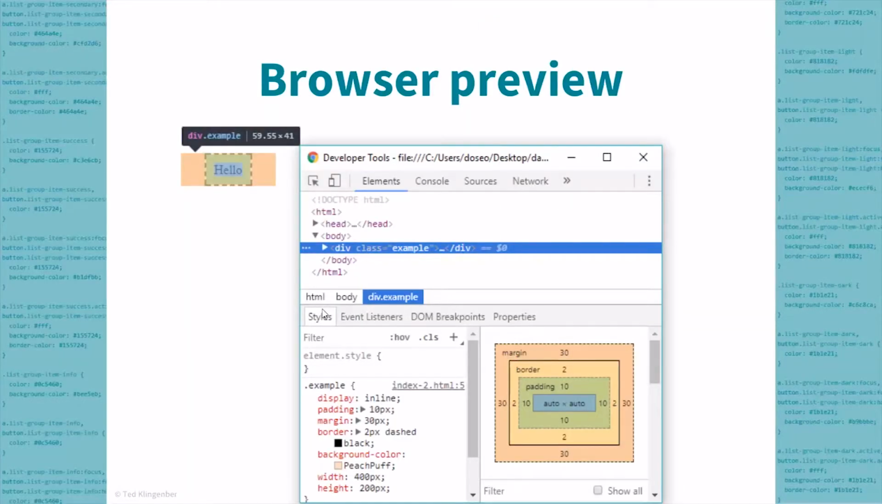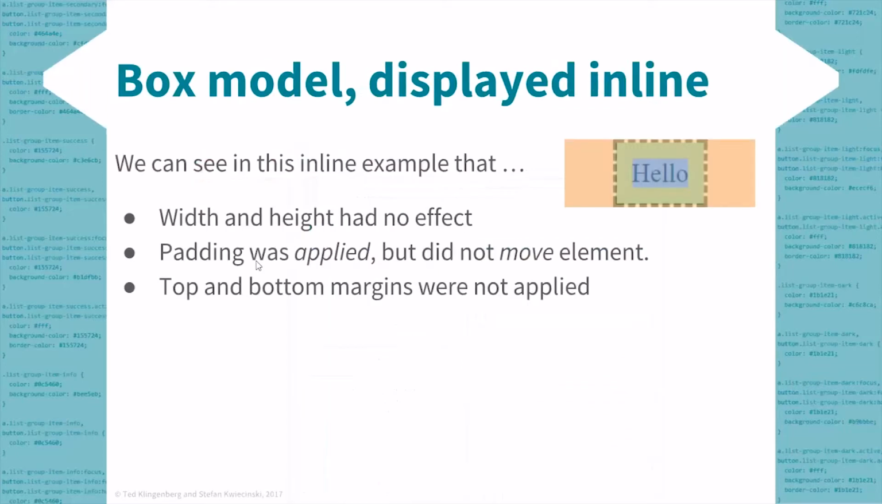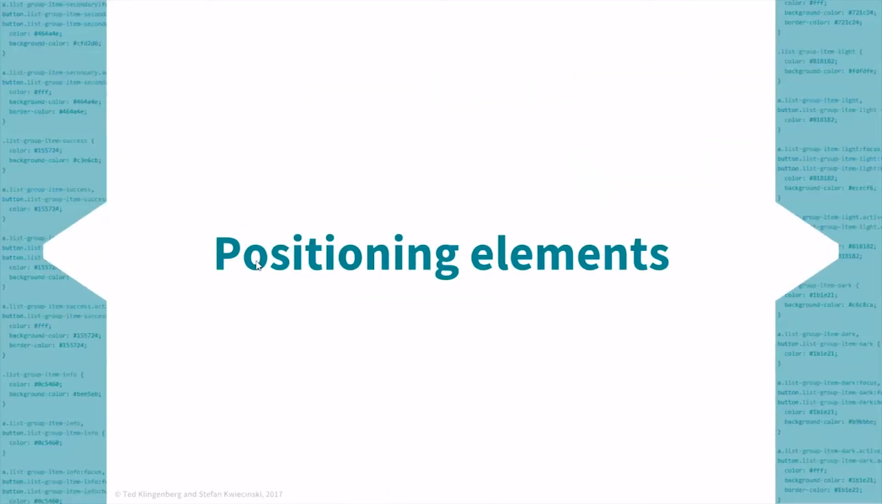So if we were to look at this in a browser and maybe pull up the developer tools just so we can see the box model, you'll see it didn't take up the width and height that we specified. It's supposed to be 400 by 200, but it's not because it's an inline element. And you'll see that we still have the padding, but it didn't shift the element at all. And we still have the border, and we still have margins, but we only have the left and right. The top and bottom margins aren't there anymore. So that's basically inline elements.